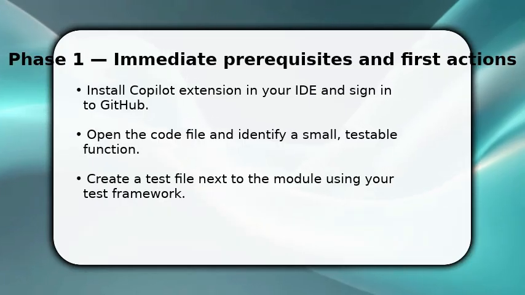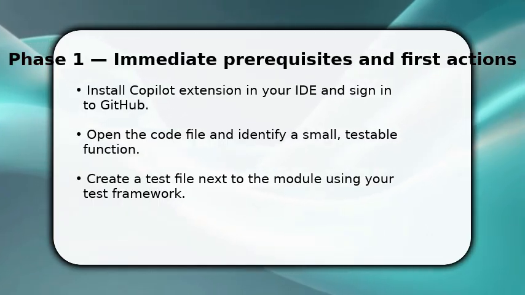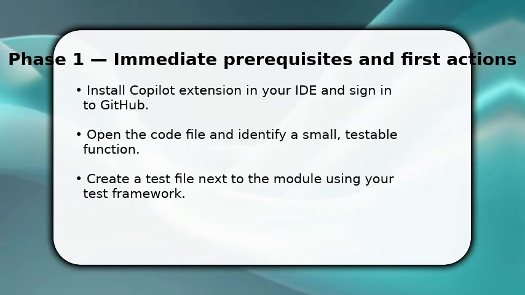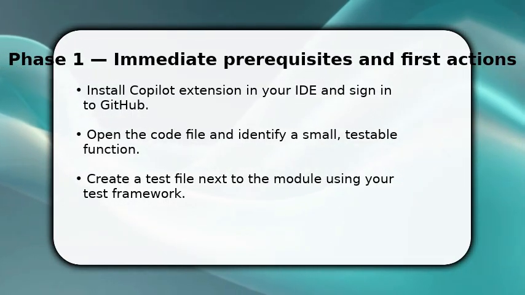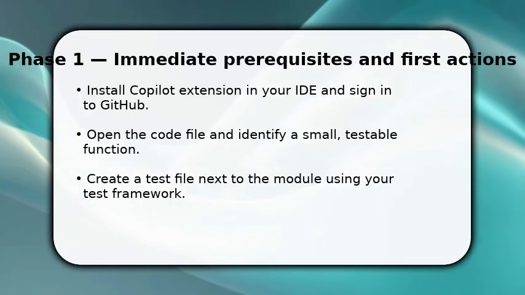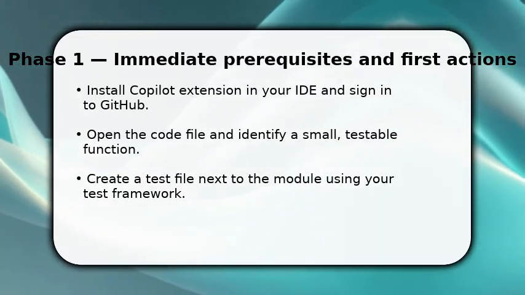You start with Essentials. Make sure Copilot is active in your IDE and you are signed into GitHub. Next, pick a single, small function to test so feedback is focused and fast. Create a new test file next to the source using your test runner naming convention. Once done, type a brief test description or function call comment.